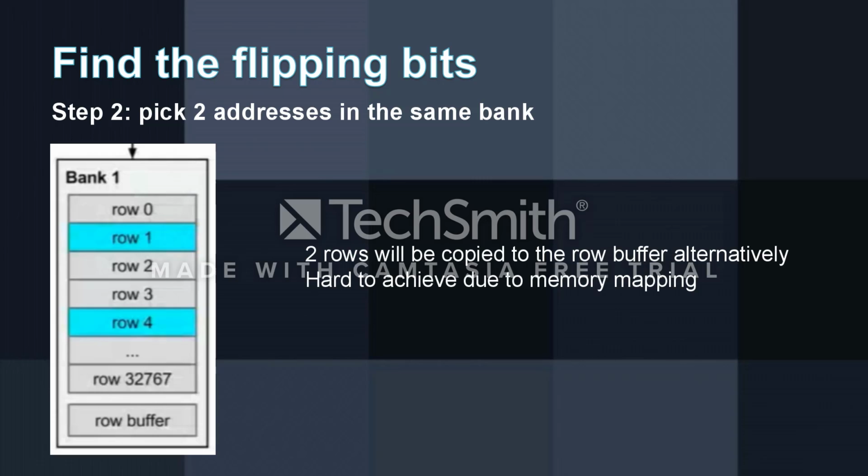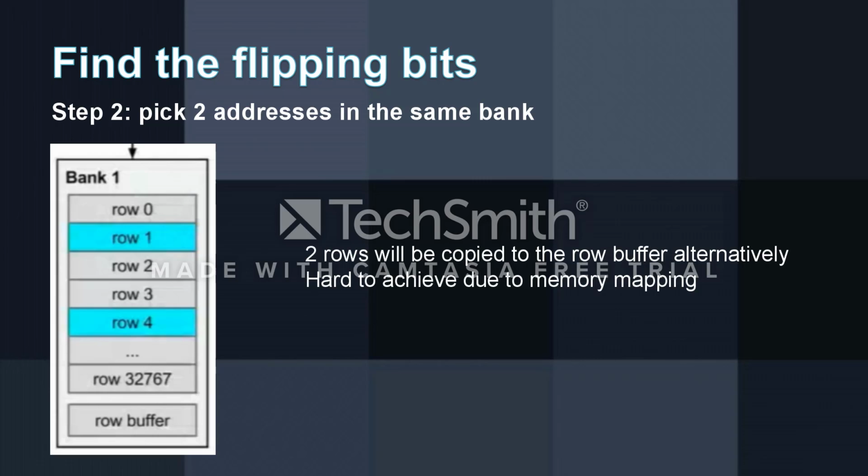And the reason is that if we just keep hammering the same row over and over, we're just going to cause the row to be stuck in the row buffer without ever being replaced. However, if we have two rows and we alternate between those two, they're going to take turns being copied in and out of the row buffer for every access. And that's exactly what we want to do for row hammering.